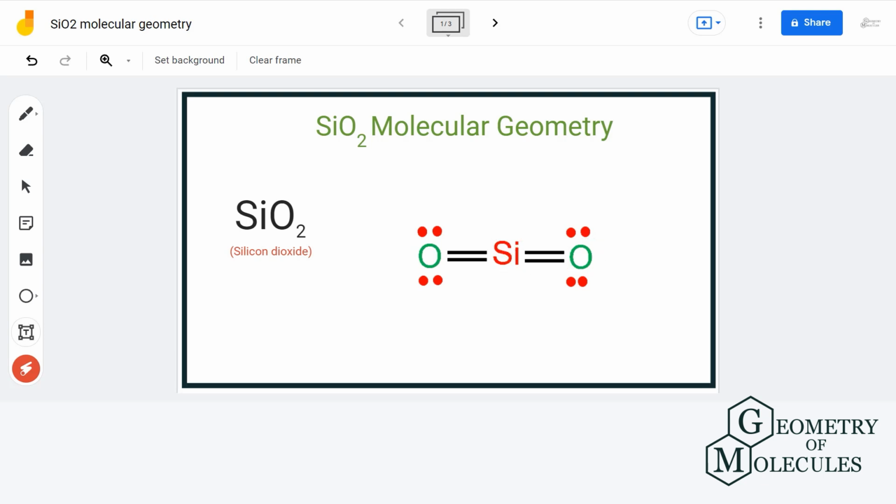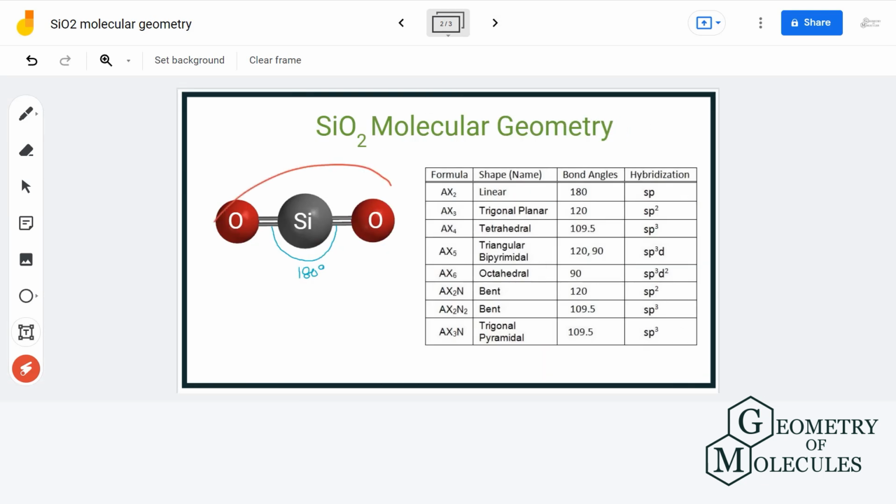We must always note down the number of lone pairs and bond pairs that are attached to the central atom in the Lewis structure, as they affect the final geometry of the molecule. If we look at the structure in 3D, we can see that the structure is linear.